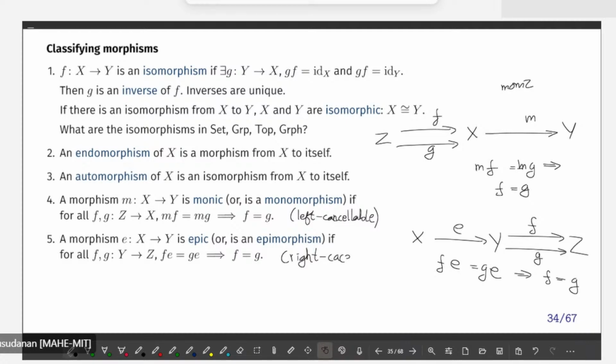But do not consider cancelability as invertibility. If you can cancel one element, does it mean it has an inverse? For example, take the natural numbers, strictly positive numbers. With multiplication, you can cancel anything. If Ax equals Bx, then A equals B. But does it mean every element has an inverse in the set? No. So cancelability is not the same as invertibility. Invertibility implies cancelability, not vice versa. Just keep that in mind.